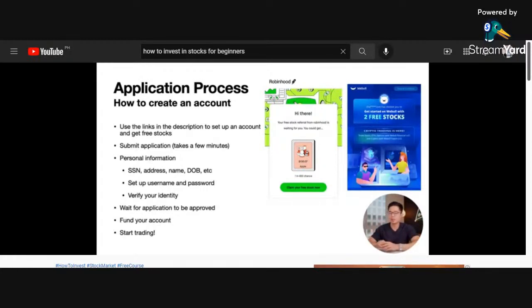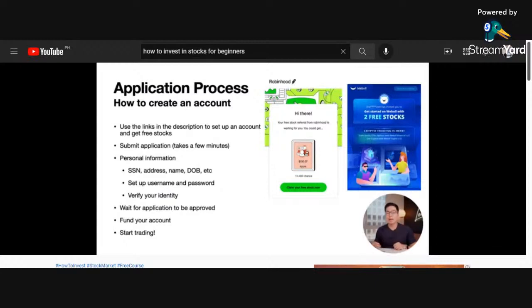Basically, what they're going to be asking you is to submit an application, and this is only going to take a few minutes. They'll be asking for a lot of personal information, things like your social security number, your address, your name, your date of birth, and some other things. They'll have you set up a username and password, so you'll want to make sure that is super secure. You might want to turn on two-factor authentication or something like that. And then they'll be verifying your identity using the information that you give them.